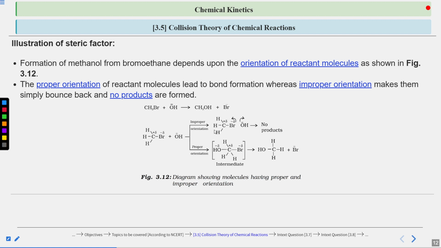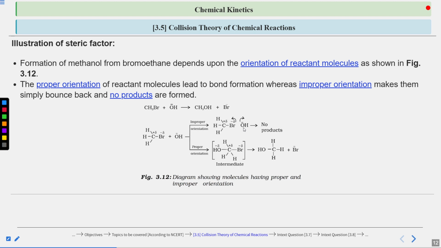Meanwhile, if you do the improper orientation, what will happen? Basically, these are the reactant molecules having the partial positive and partial negative charge on the carbon and bromine, and we have the hydroxyl ion present, right? Now, if you improperly orient them, what will happen? They will bounce back, which is shown by these arrows. So they will bounce back and no products will be obtained. Orientation doesn't change the physical states. Physically they will be the same, but their way of reacting with each other will be different.